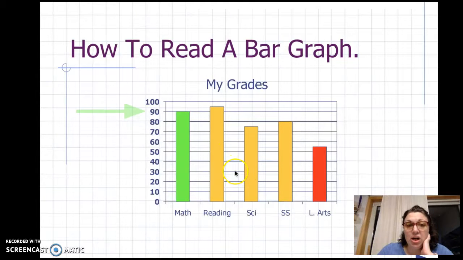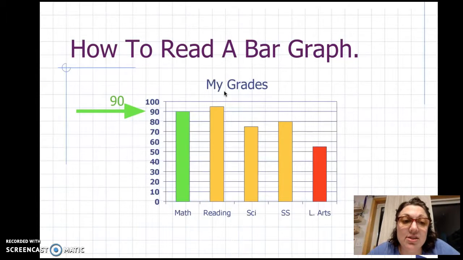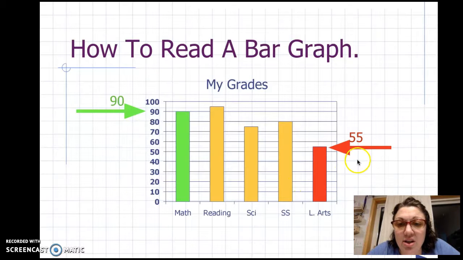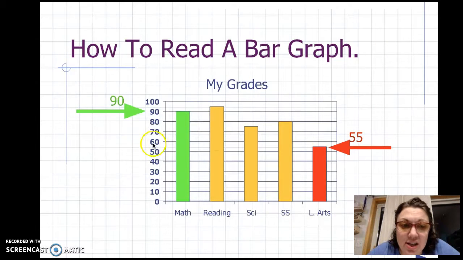So when you're reading a bar graph, you're going to look at the title. This is about my grades. Then you're going to go from the y-axis and you're going to read over. So math, you have a 90%. Language arts, you have a 55%. And I know that because I started from over here, in between the 50 and the 60, I go across and it reaches up to 55.